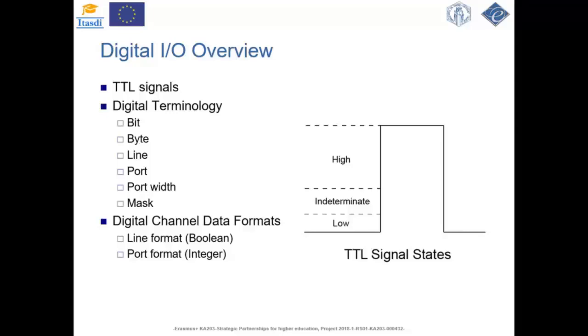First, I just want to mention that for most data acquisition devices, the digital lines accept and generate TTL compatible signals. A TTL signal, as shown on the picture on this slide, has two states. That's logic low and logic high, where logic low signals are signals between 0 and 0.8 volts, whereas logic high signals are between 2 and 5 volts, where signals between 0.8 and 2 volts are indeterminate.